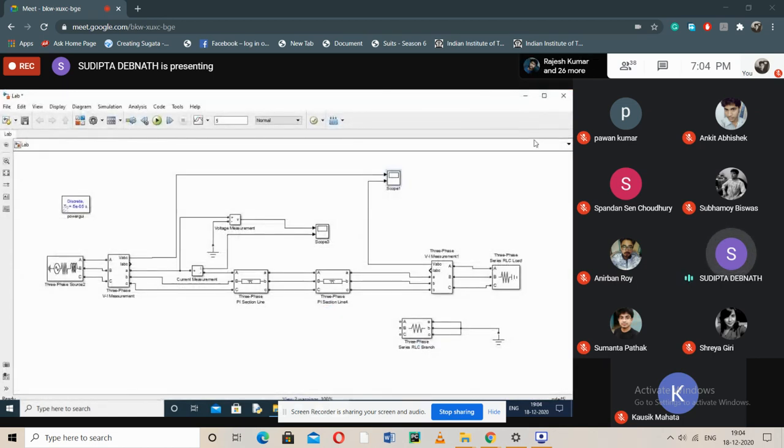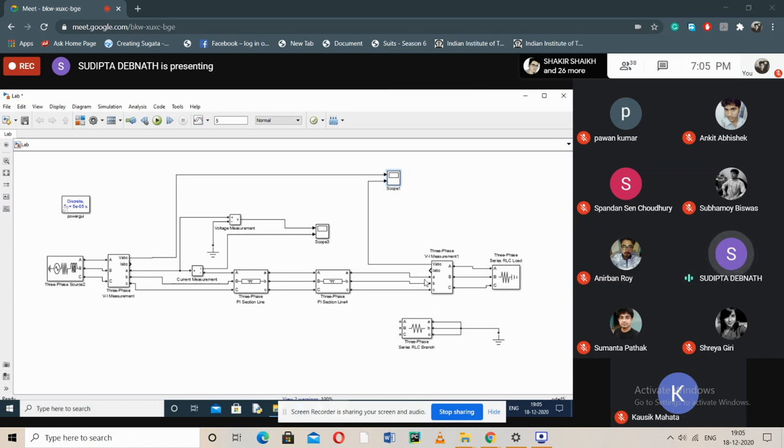First reading, you have considered the loaded condition, 800 megawatt. Then second reading, you have considered an underloaded condition of 100 megawatt. You have seen that in both cases the receiving end voltage becomes less than the sending end voltage, isn't it?